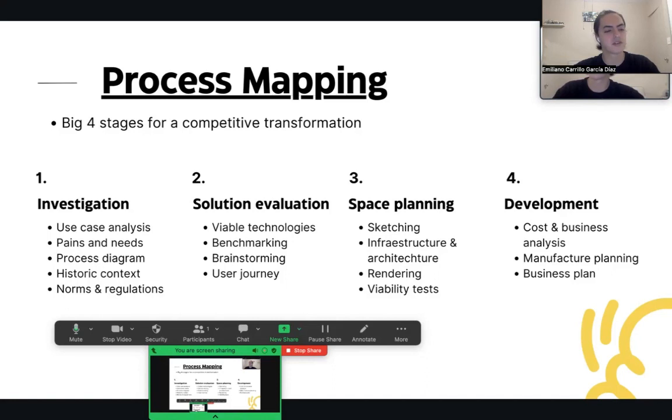A little bit of historic context is needed to understand the purpose of our workstation and why it is built that way right now, and the norms and regulations implemented and related to our workstation, because it is very important to follow them to make a viable transformation.